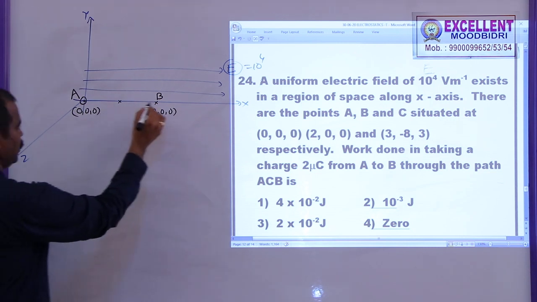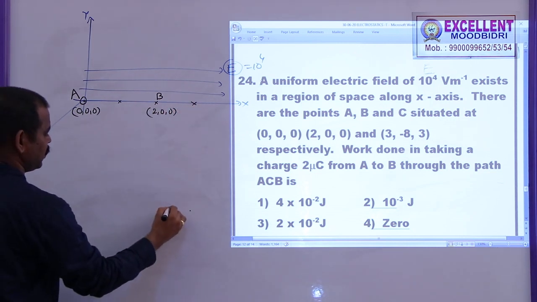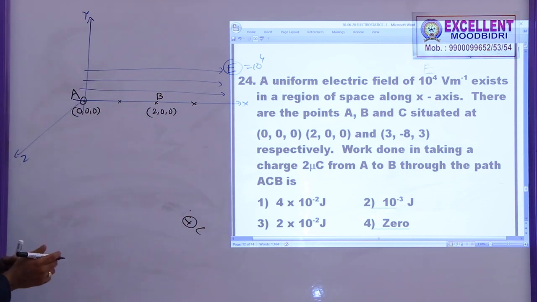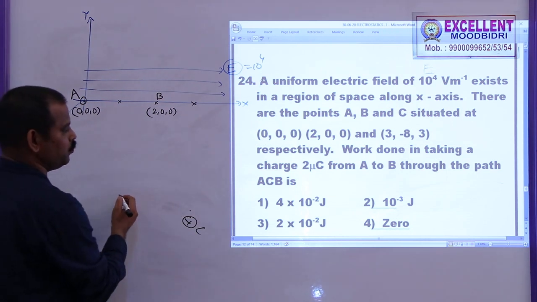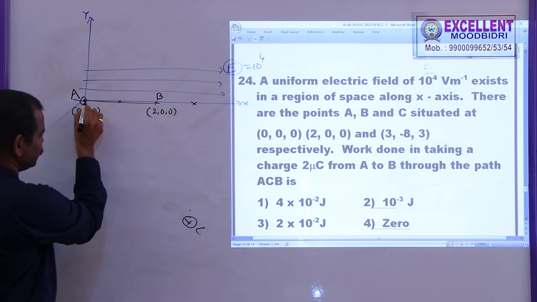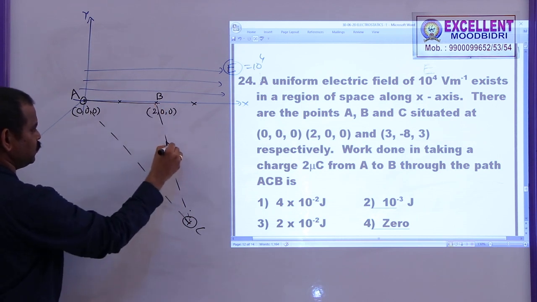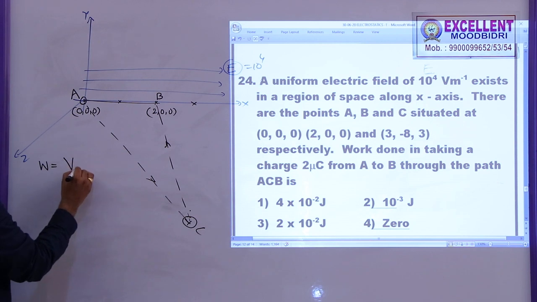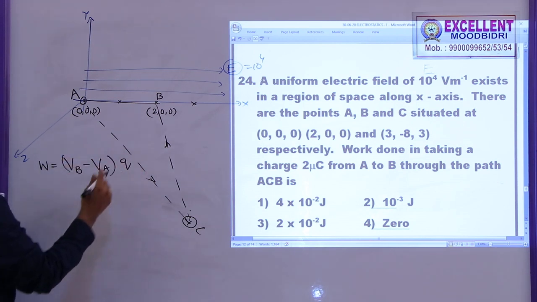So X is 3, Y is minus 8 and Z is also somewhere here, point C in the space. Now what is the work done in taking a charge from A to B via ACB? So first it was taken here and then it was brought to this point. The work done is given by the final potential minus initial potential into the charge that is moving.